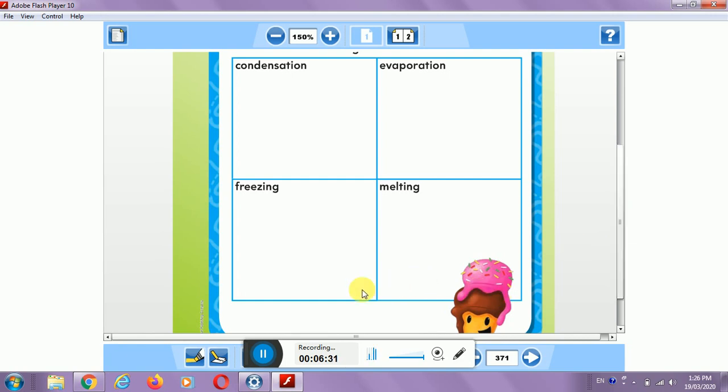Please, after you're done, take a picture of this page and the previous page and send it back to me on the assignments.